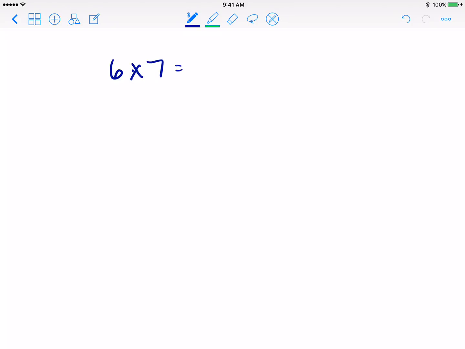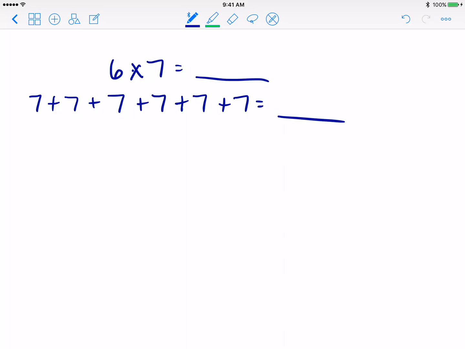6 times 7. We're going to find the product. So I have 6 groups of 7. So I'm going to add 7 together 6 times. 7 plus 7 plus 7, 4, 5, 6. 1, 2, 3, 4, 5, 6.